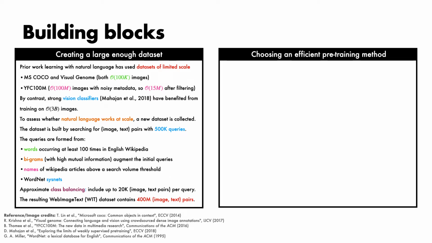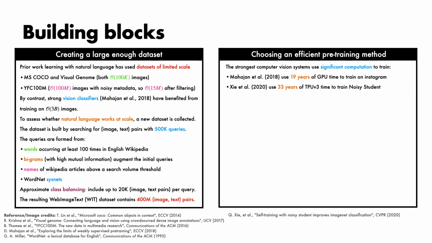A second consideration relates to the choice of pre-training method. It's worth noting here that the strongest computer vision systems employ significant amounts of computation for training. For example, the 2018 Instagram model of Mahajan et al. used 19 years of GPU time, while the Noisy Student model of Xie et al. used 33 years of TPU time. When it comes to selecting a pre-training method suitable for natural language pre-training, efficiency is a key consideration.